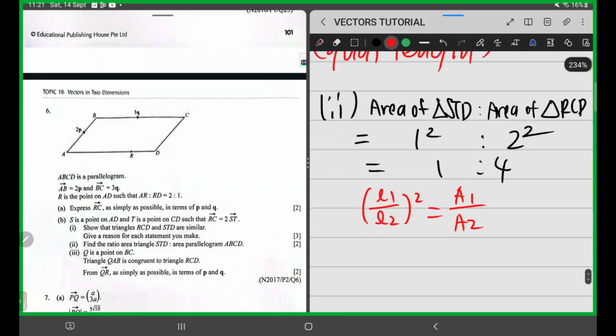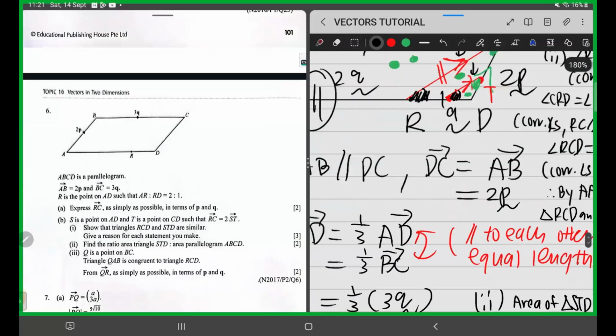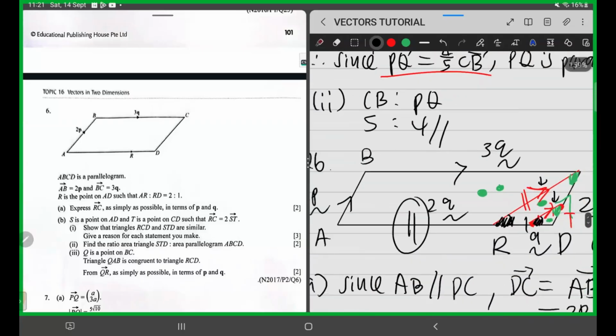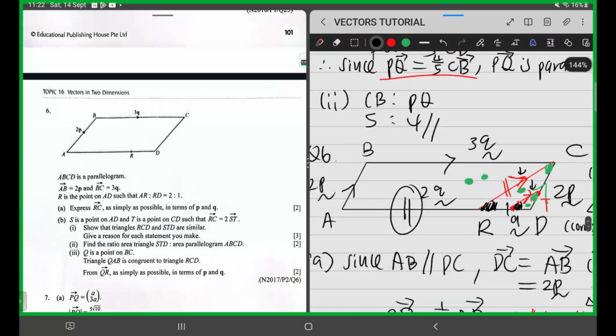So now we know that your area of STD is 1 unit, and then your area of RCD is 4 units. Then now we compare area of RCD to the area of your entire parallelogram. But again, you want to compare area of similar figures, right? You cannot compare figures of different size or different shape. You need to compare figures of the same shape.